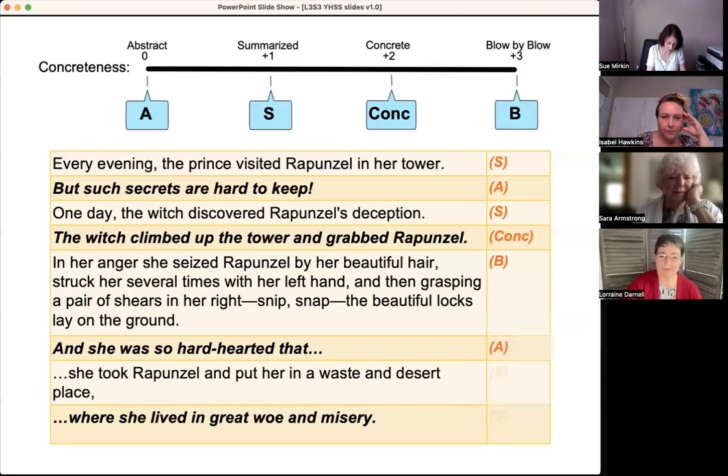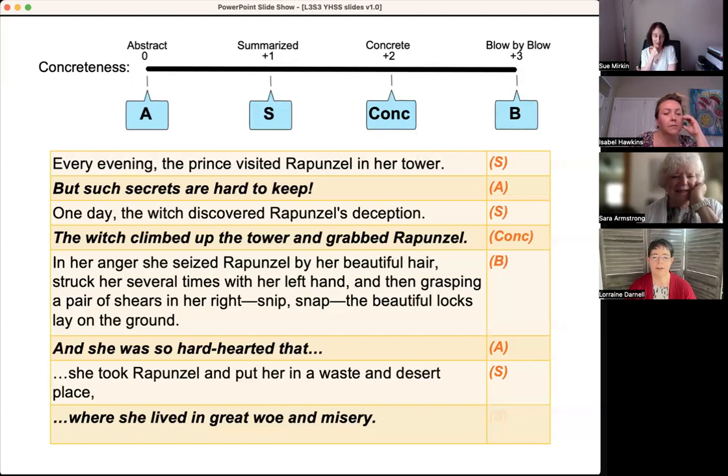She took Rapunzel and put her in a waste and desert place. Concrete. Took her and put her in a waste and desert place. I call that summarized. Now, anybody want to justify why I might call that summarized as opposed to concrete? And by the way, there's no penalty for getting it wrong. The only way you're going to get it right is when you get it wrong and they understand the difference.